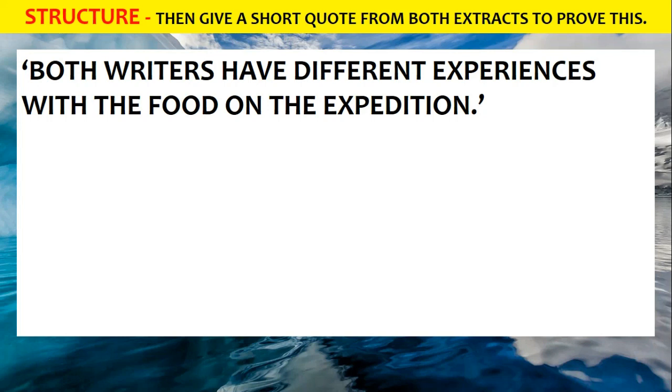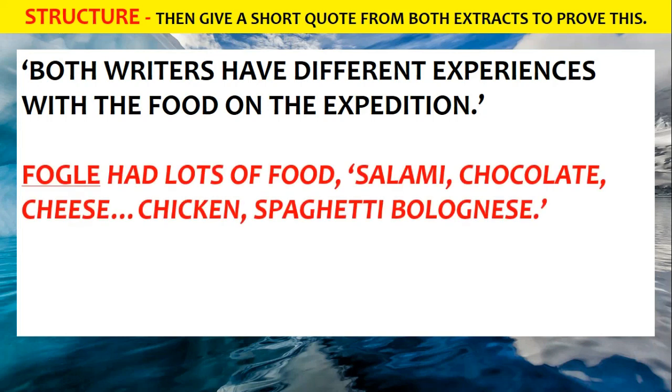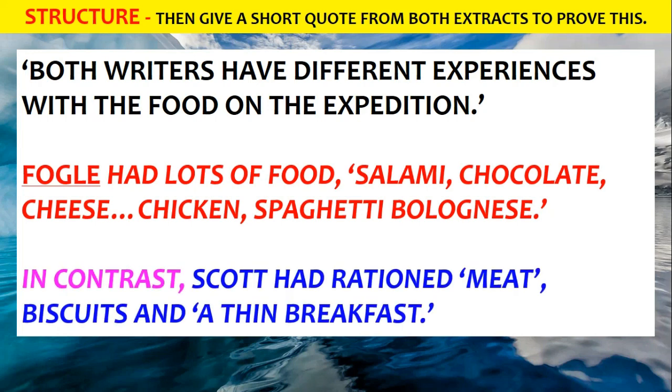So I've got my sentence starters, now I'm going to give a short quote from both to prove that they have different experiences. So Fogle had lots of food. Quote to prove it: salami, chocolate, cheese, chicken, spaghetti bolognese. Then I need my quote from Scott. In contrast, Scott had rationed meat, biscuits and a thin breakfast.